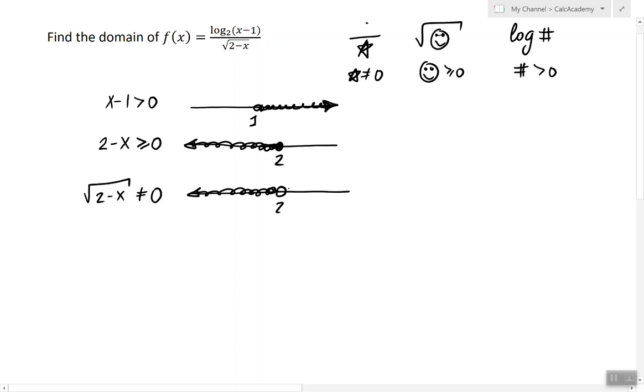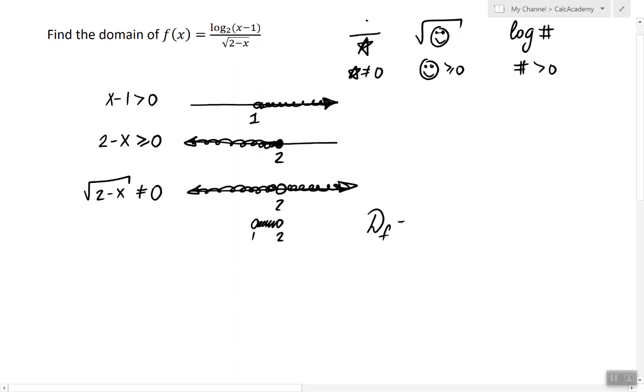So putting these three conditions together, we're looking for the intersection. So what are the values that satisfy all these three conditions, or what are the values that fall into all three of these sets? So it's easy to see that those values would be between 1 and 2, right? So any value between 1 and 2 will satisfy all three conditions. So the domain of function f is the open interval from 1 to 2.